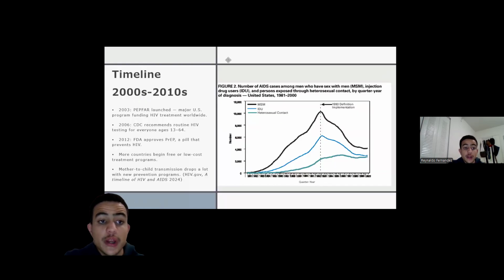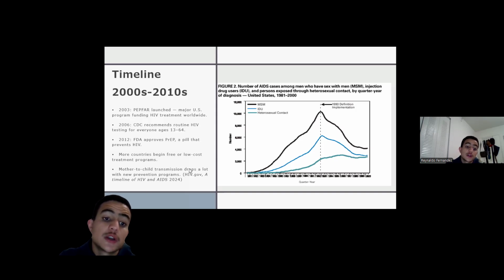Now, in 2003, PEPFAR launched a major US program funding HIV treatment worldwide. Then in 2006, the CDC recommended routine HIV testing for everyone ages 13 to 64 who were very sexually active and also had unprotected sex or had an encounter of sharing needles between two people. And then in 2012, the FDA approves PrEP, a pill that prevents HIV. And then more countries begin free or low-cost treatment programs.